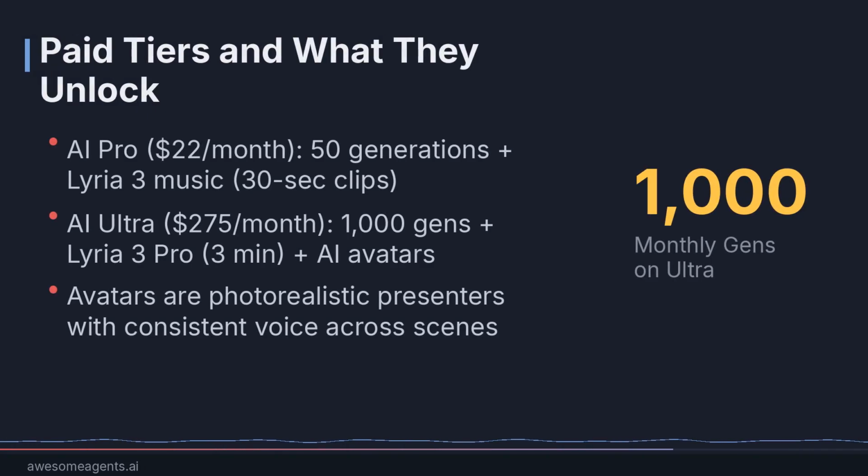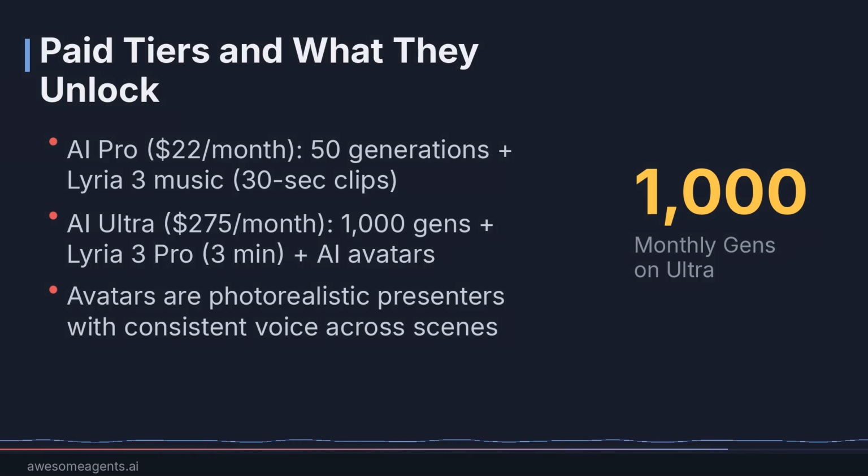Google AI Pro at $22 a month jumps you to 50 generations and adds Lyria 3, their music model. Ultra at $275 goes to 1,000 generations and adds AI avatars, photorealistic virtual presenters. The avatar piece is interesting for enterprise use cases, but the free tier is clearly designed to get people hooked and convert. And that's probably fine.